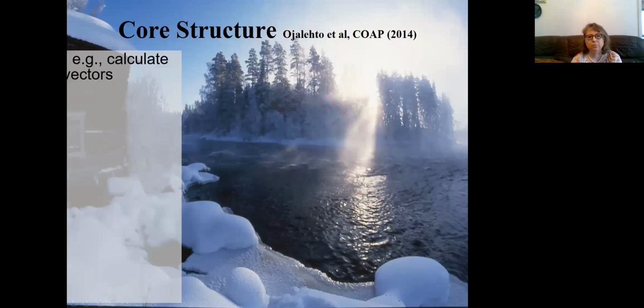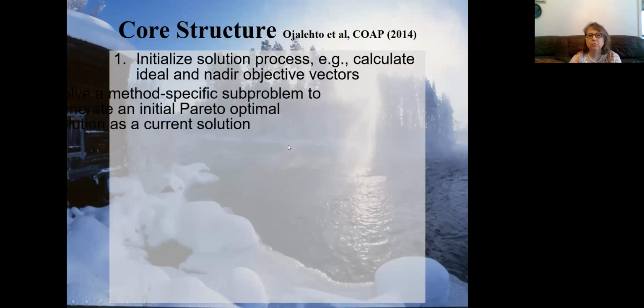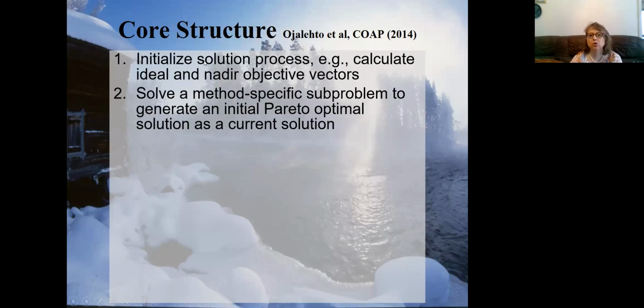interactive methods. Here is briefly the core structure that is typical to many interactive methods, not necessarily every single one. But first we initialize the solution process and calculate some supporting information, for example, information about the ranges of the function values in the Pareto optimal set as the nadir and ideal objective vectors. Then we get some starting solution. It can be a method-specific subproblem to be solved, or it can be some initial Pareto optimal solution that comes from the decision maker that we have just guaranteed to be Pareto optimal.